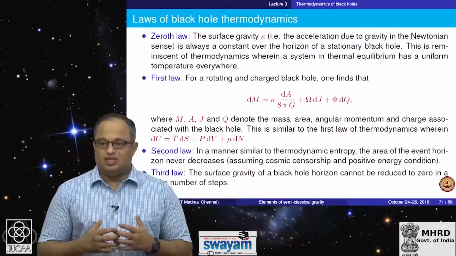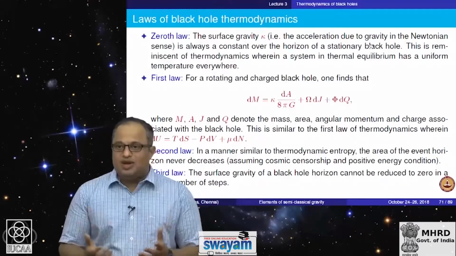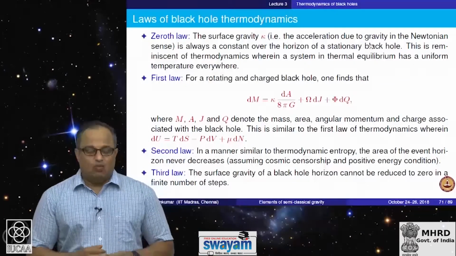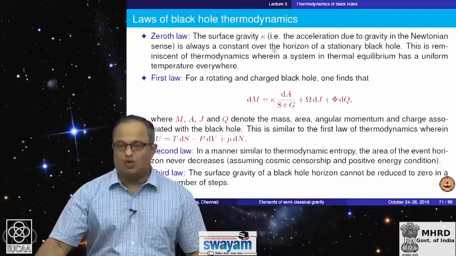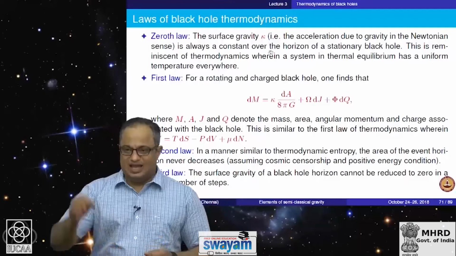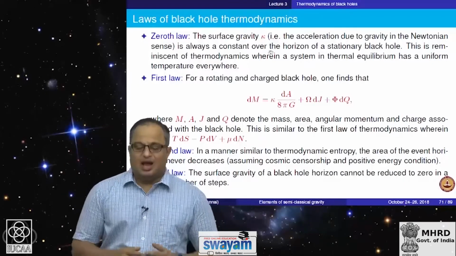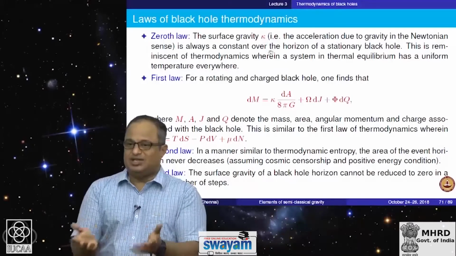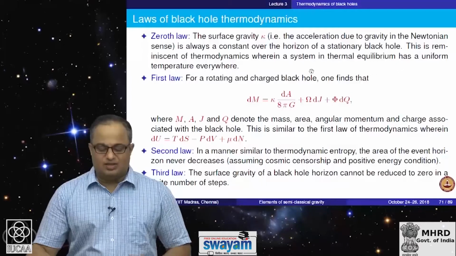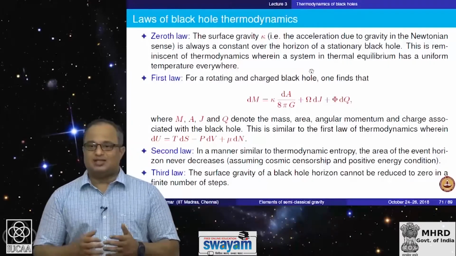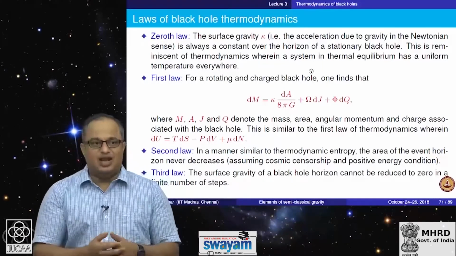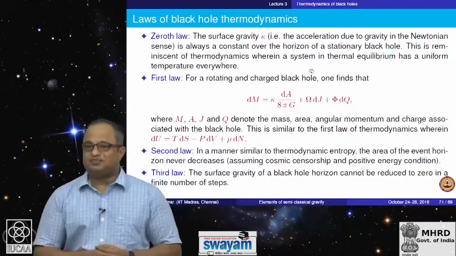Zeroth law is what describes equilibrium of an object at a finite temperature, and what one finds is that the surface gravity of the black hole, in some sense, this is the acceleration due to gravity in the Newtonian sense calculated on the horizon, happens to be constant for a stationary black hole. And this is reminiscent of thermodynamics, wherein a system in thermal equilibrium has the same temperature everywhere.